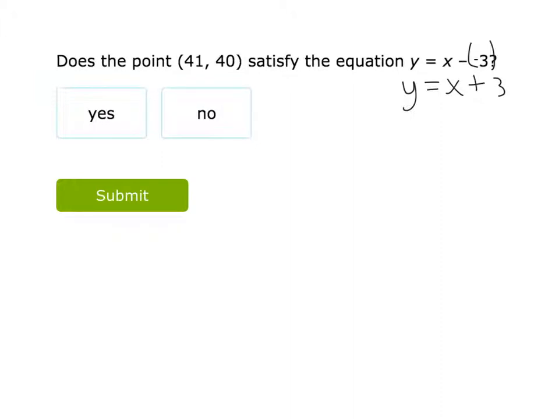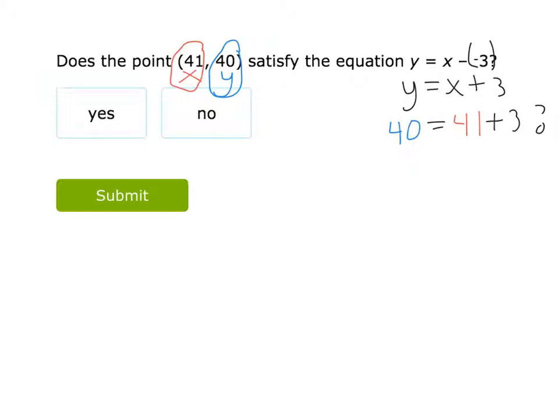I'm going to do this one a little bit differently. I know that 41 is going to be our x, and our 40 is going to be the y. So starting with the y value, I know that one is 40 equals 41 plus 3, question mark. I don't know if that's going to work. And looking at it so far, it doesn't look too good.